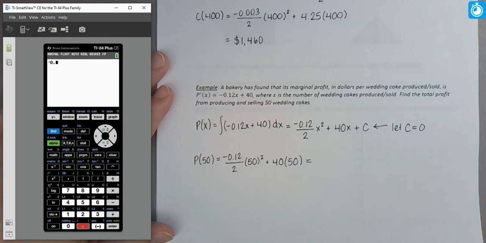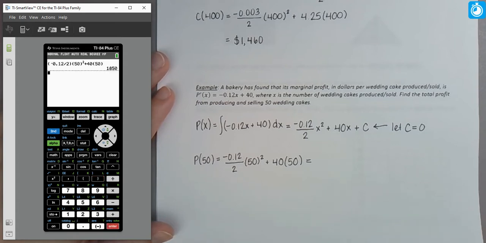So negative 0.12 divided by 2, there's our coefficient, times, you know what, let me put parentheses around the coefficient just to be safe. So negative 0.12 divided by 2, there we go, times 50 squared plus 40 times 50. And that's going to give us 1,850.